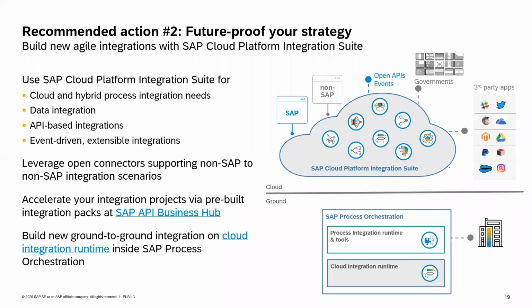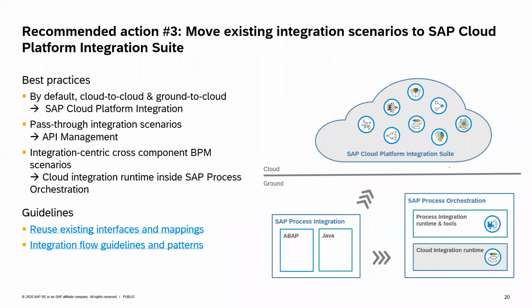That is also being supported with the 7.5 version, right? The third recommendation that we have is that as part of your broad digital transformation strategy, start moving your existing integration scenarios to integration suite. Move your cloud to cloud, ground to cloud integrations by default to integration suite. In case you have pass-through integration scenarios, make use of API management capability, instead of the PIPO layer.